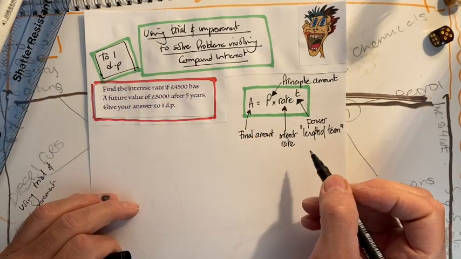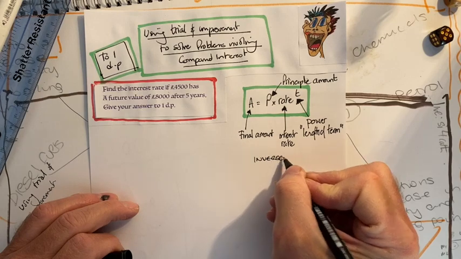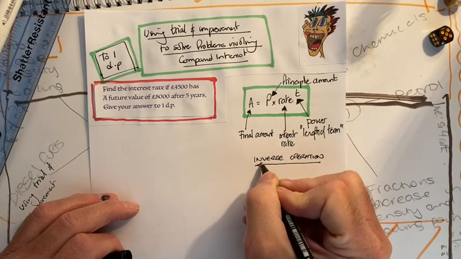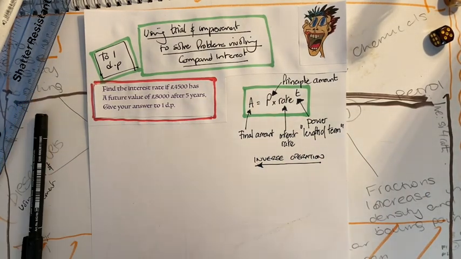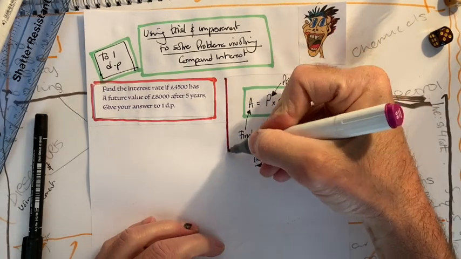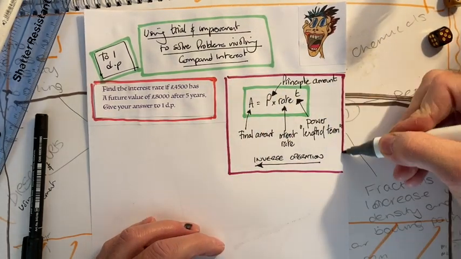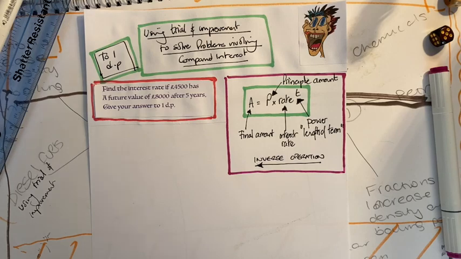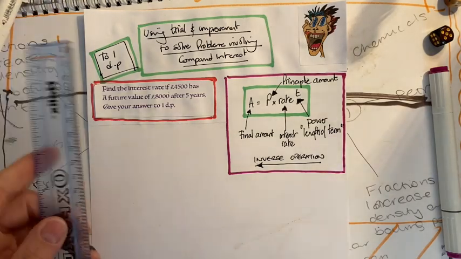So let's read through the question, and it's interesting because this time we're going to do an inverse operation. We need to find out what the rate is, so we have to go backwards. We've been told the final amount. How do we find out what the rate is? And we're going to use trial and improvement.